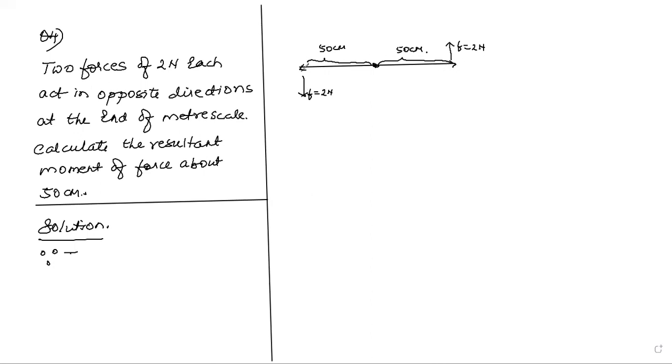So naturally, we have learned that when two equal forces act in opposite directions and their lines of action are parallel, they are called couple forces. Here I can easily find that the resultant moment is nothing but the moment of couple. The moment of couple is force into arm of the couple. The arm of the couple is the distance between the two forces, 50 centimeter and 50 centimeter, 100 centimeter. Got it?